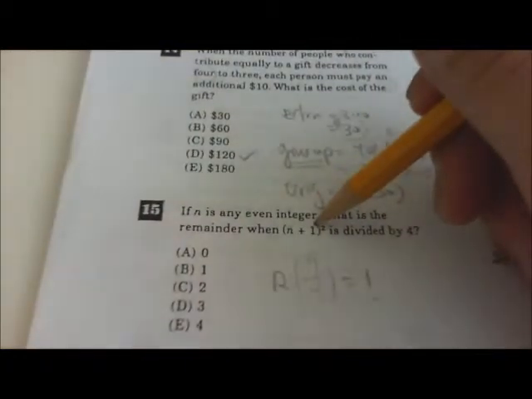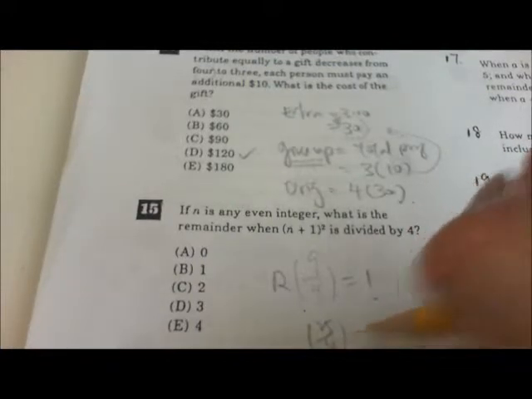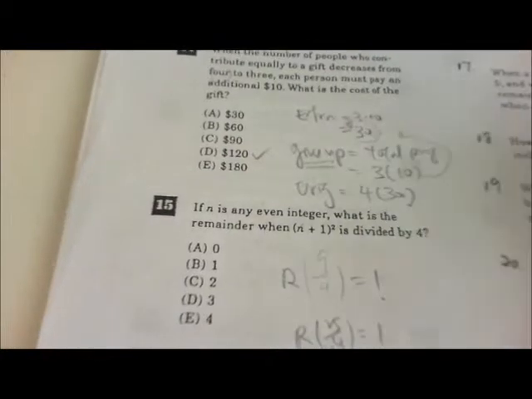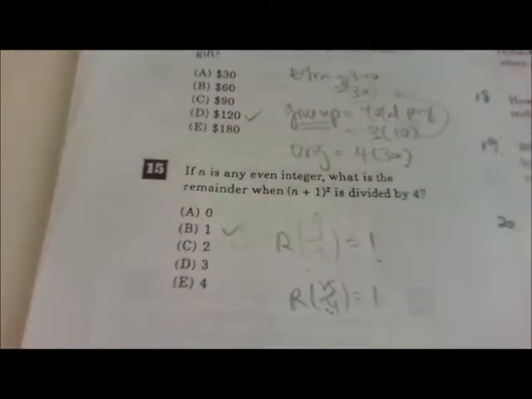Let's say this is 4. 4 plus 1 is 5. 5 squared is 25 divided by 4. The remainder is also 1. So the answer is B in this case. Alright? It's very obvious in this case.